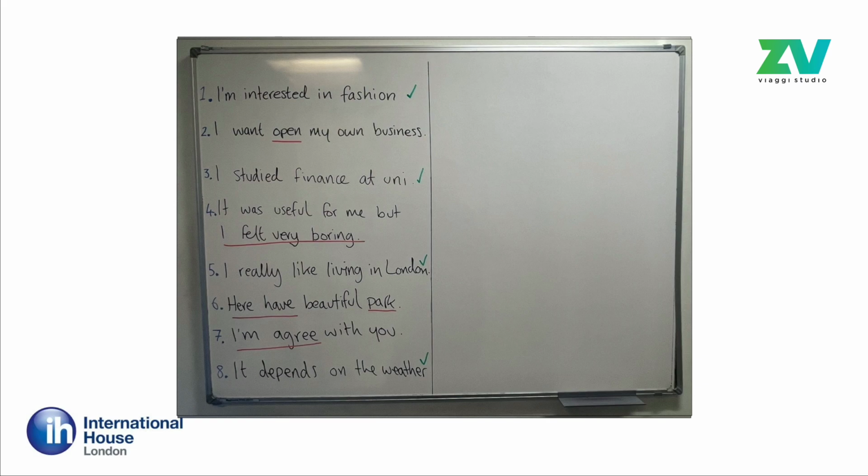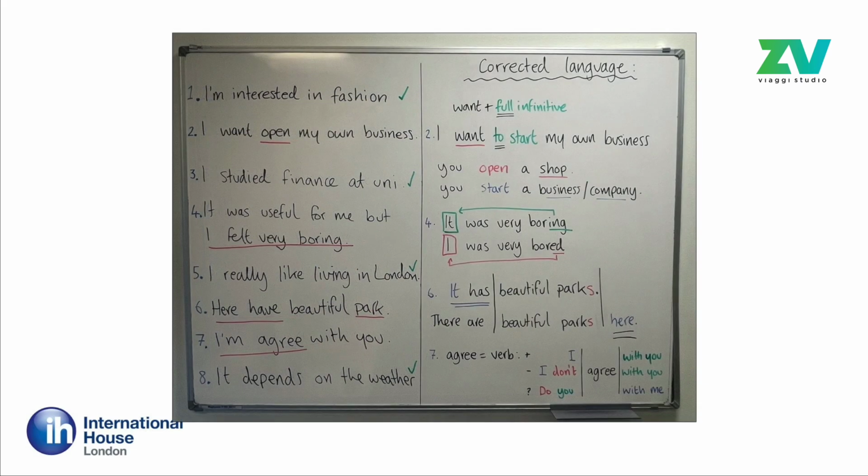You can provide rules for the treatable errors and simply provide correct alternatives for the untreatable errors. Note that all the errors you see here on this board are treatable except for number 2. The verb pattern that follows want and the choice of open versus start a business have no learnable rule, so they just need to be noticed and memorized.